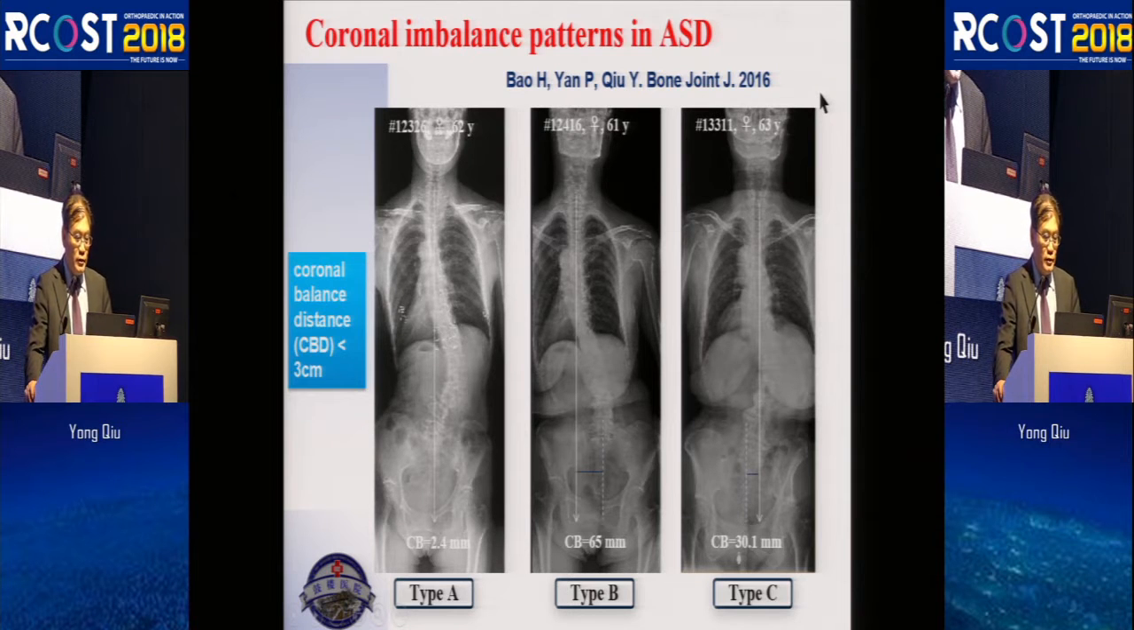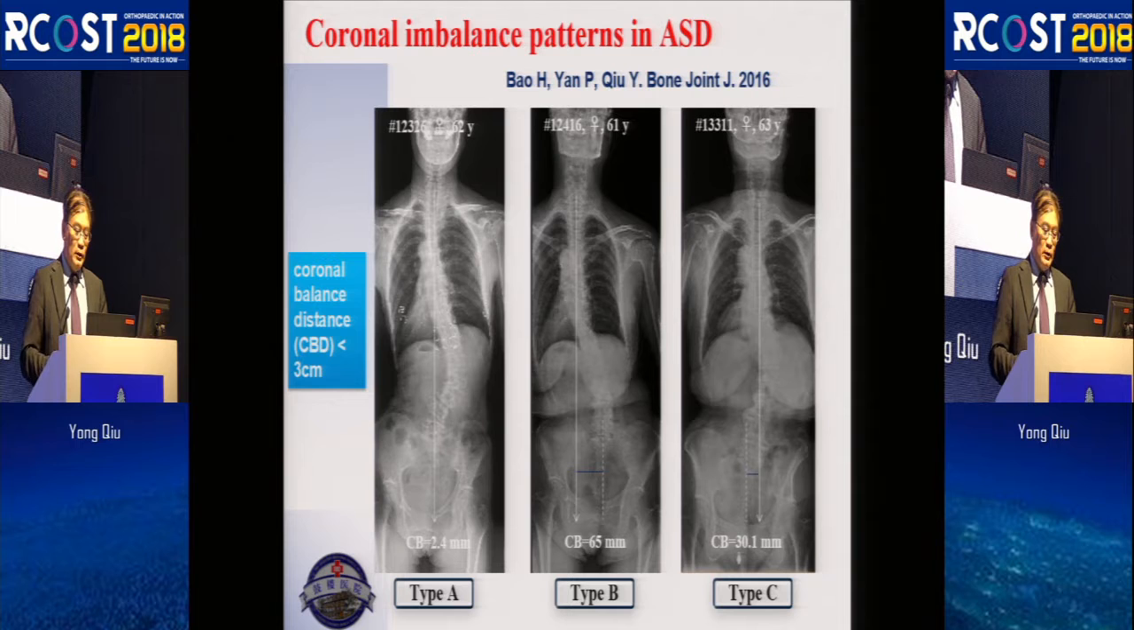First of all, I'd like to introduce to you our classification regarding coronal imbalance pattern in adult scoliosis. We classify coronal imbalance into 3 types. Type A means no important imbalance. Type B means the trunk shifts to the concave side. Type C means trunk shifting to the convex side. So this is very important.